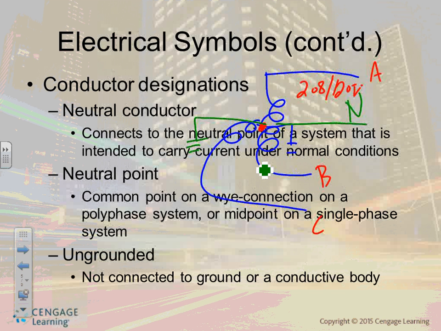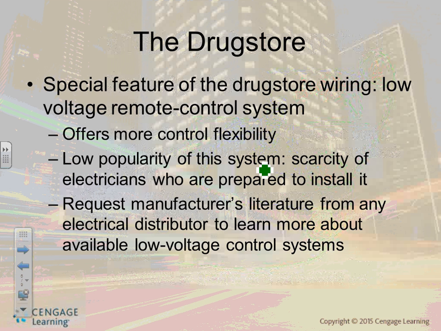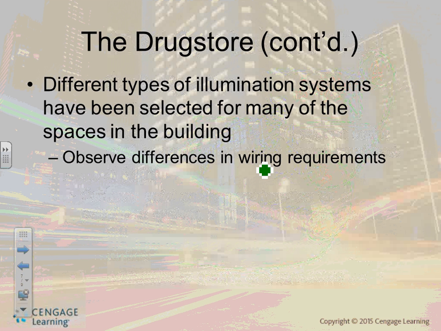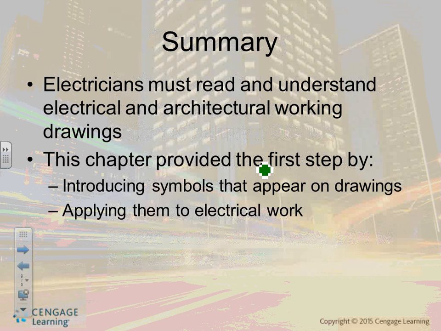So phase A, B, and C, and the neutral obviously is the neutral. We love the ground so much; we identify everything by ground. So we talked about the drugstore, guys. This is just going through all the material that we did, the bakery and all this good stuff. So this chapter is really walking you through the presentation.